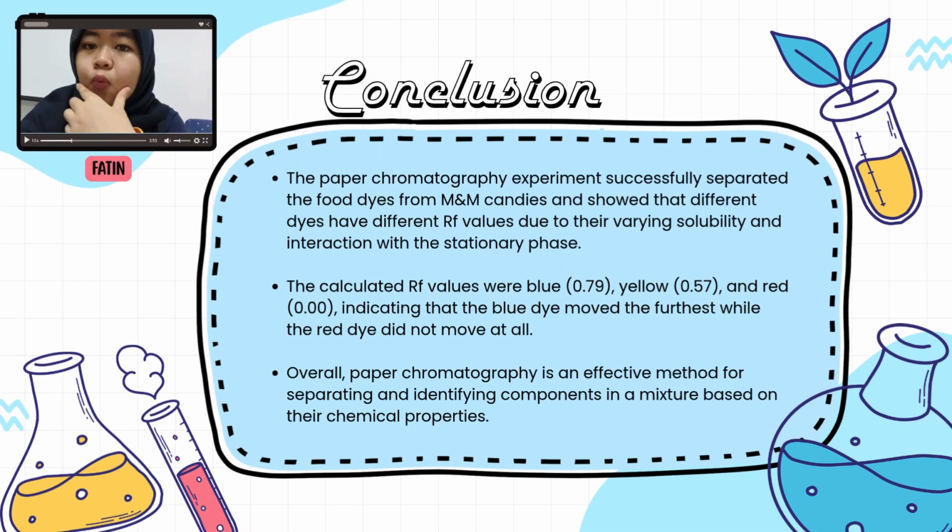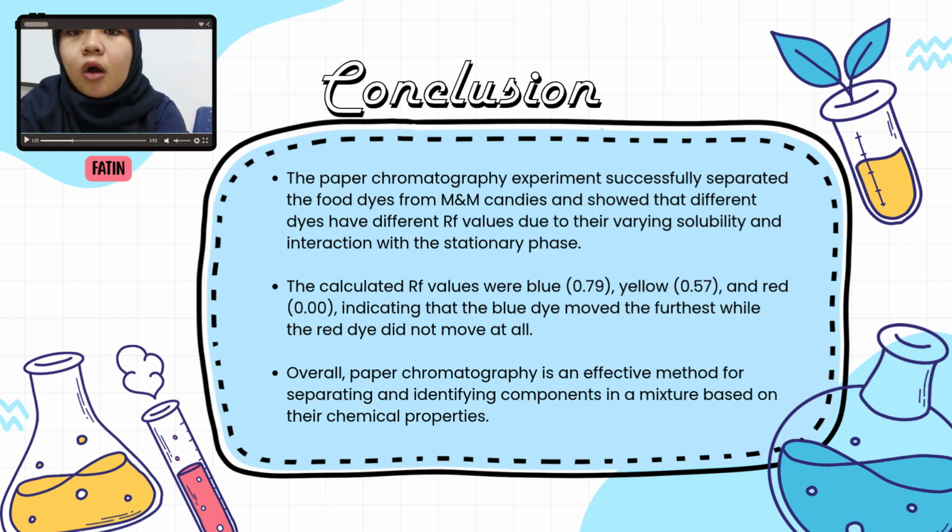Maybe you guys are still wondering what the conclusion of this analysis is. So today I would like to talk about that. So, conclusion: the paper chromatography experiment successfully separated the food dyes from M&M candy and showed that the different dyes have different RF values due to the varying solubility and interaction with the stationary phase.